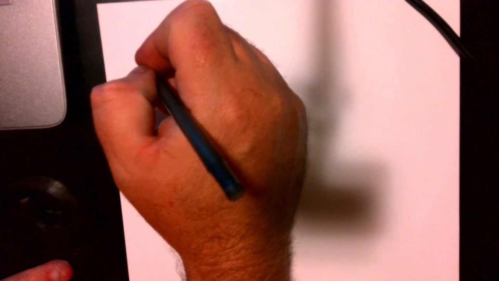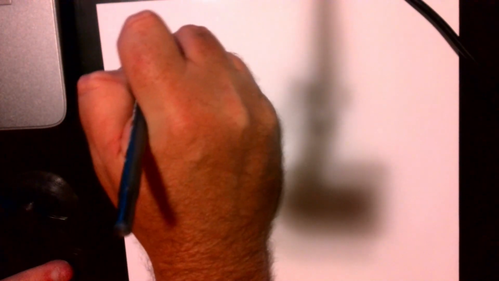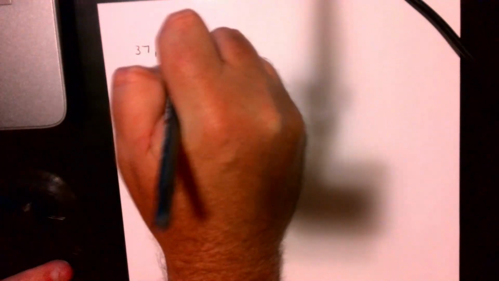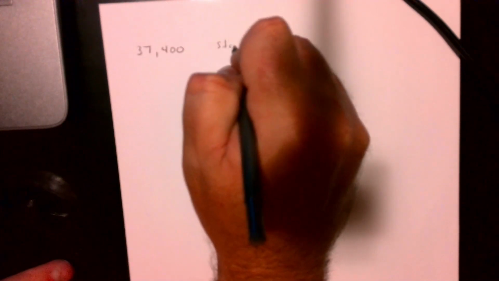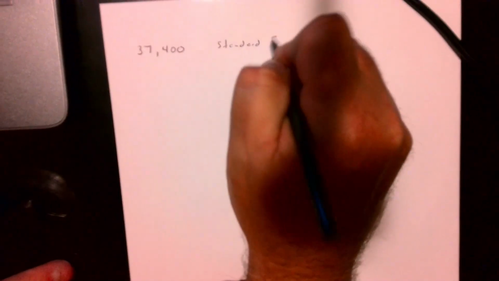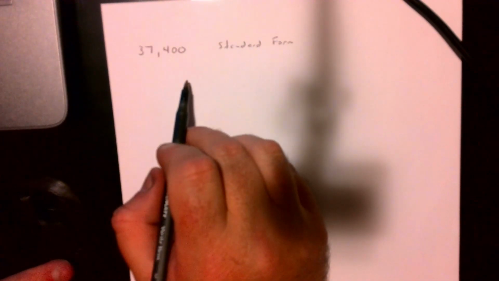Today we're going to be looking at standard form versus scientific notation. Okay, so if I write the number 37,400, this is what we call standard form. This is how we write our numbers normally, right? But we want to convert this from standard form into what we call scientific notation.